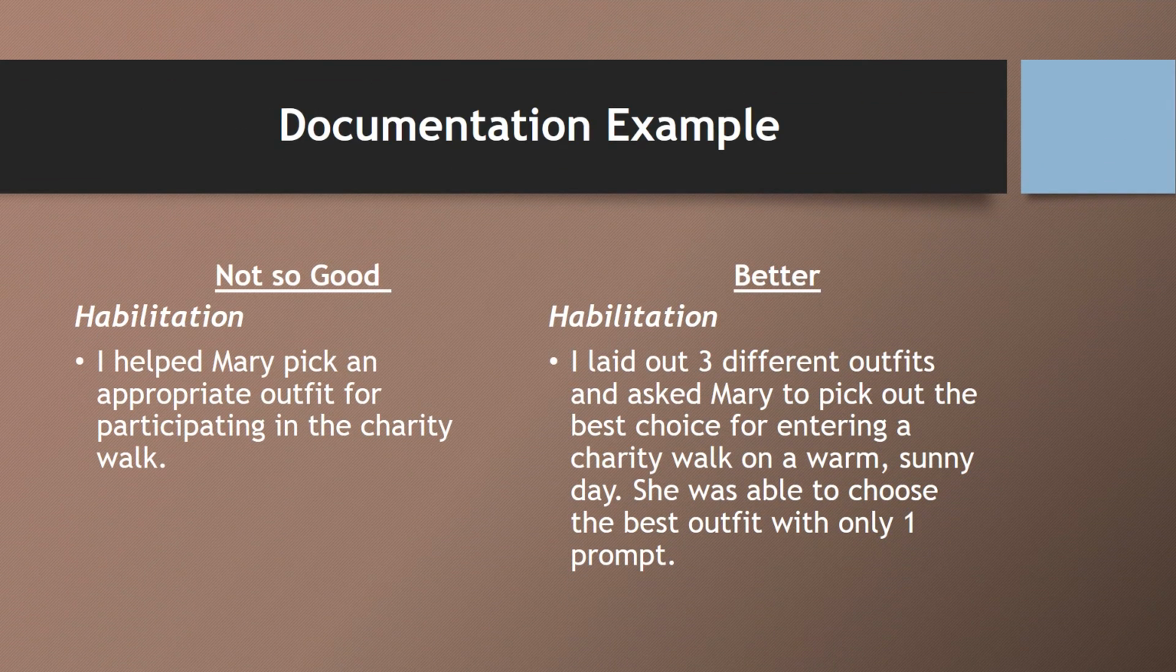For habilitation, it's important to document to what extent the participant is involved in the activity so you can measure progress. If the outcome is to increase independence by choosing an appropriate outfit for the day, then noting that you helped pick an outfit doesn't really tell us anything about what Mary did to achieve her outcome.